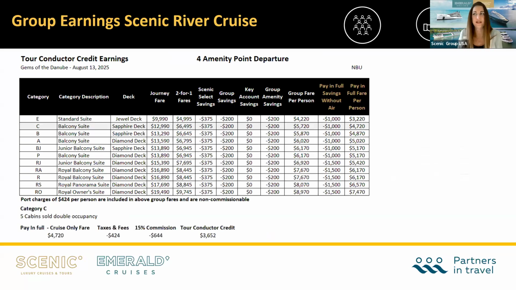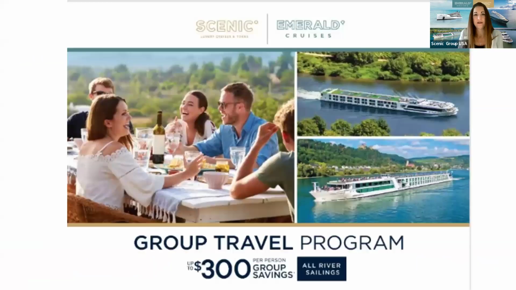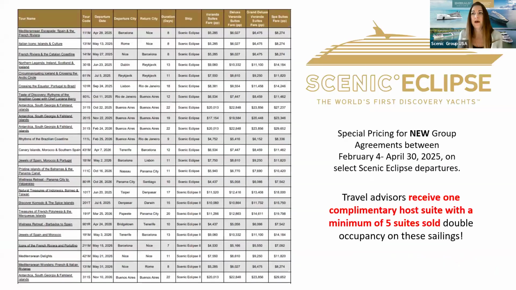And then here's the example for Scenic, the same type of little graph, spreadsheet. I think it's super easy to see, and you know exactly, no question about what your group rates are. Now, right now we're running $300 per person savings in group instead of the $200, and that's for 2026 sailings. So through the end of March, you can get 2025 rates for your 2026 groups with that extra $300 savings.